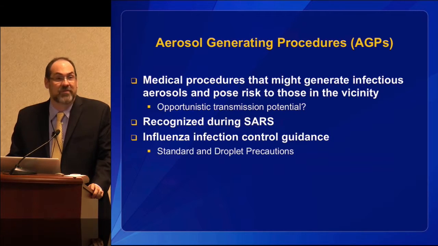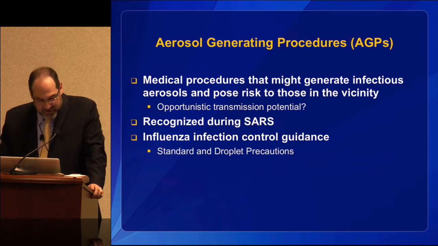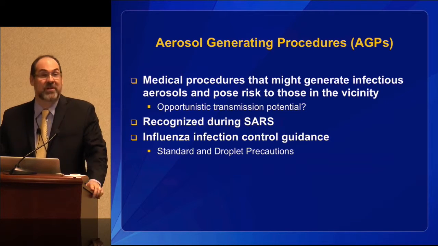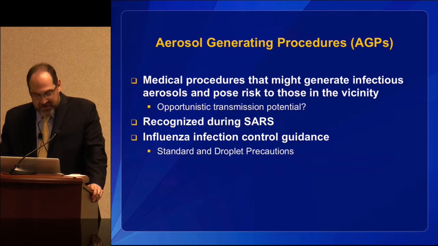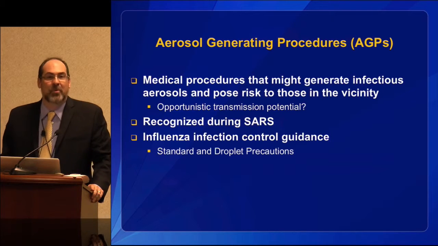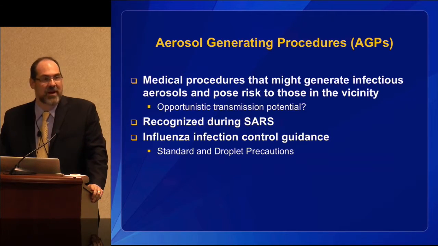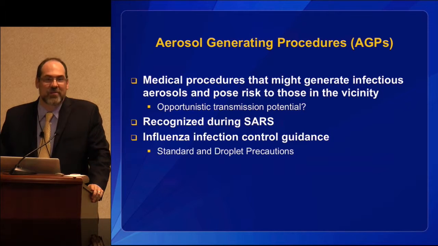And a perfect example of this would be aerosol generating procedures. These can artificially create small particle aerosols that may enhance the transmission of infectious diseases typically transmitted by droplet or airborne precautions, or they could allow infectious diseases that are transmitted naturally through other routes, like contact, to be opportunistically transmitted by an aerosol. And this is a really important concept.